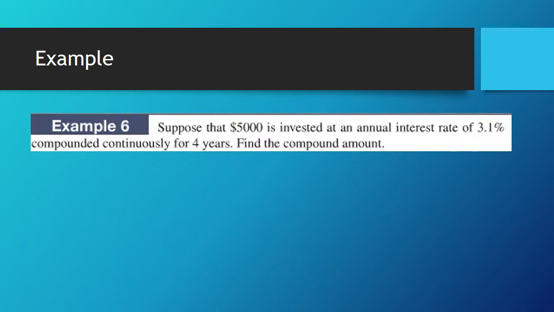This time we have $5,000 invested at an annual interest rate of 3.1%. And this time it's compounded continuously for 4 years. We want to find the compound amount. Give this problem a try, pause in order to do that, and then resume the recording when you're ready to check your answer.